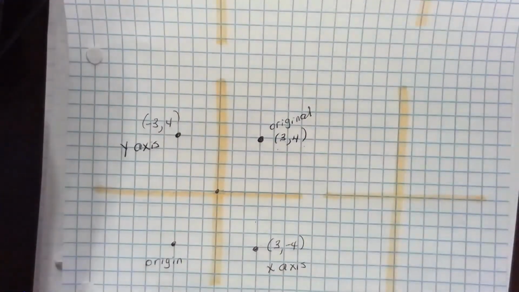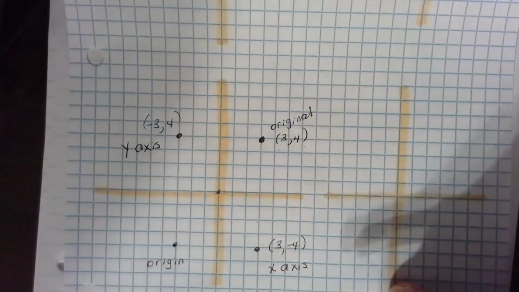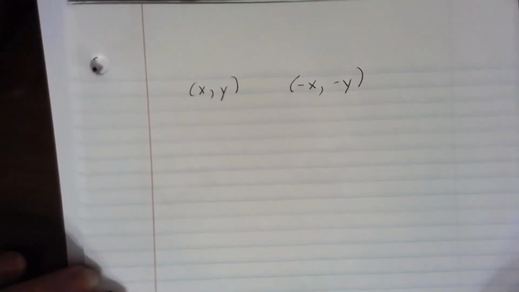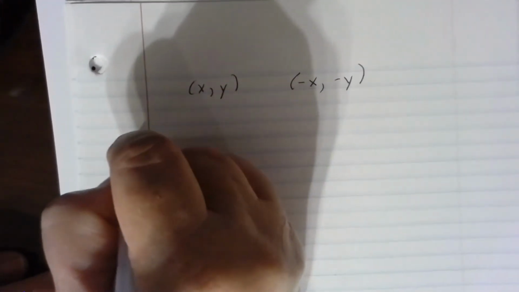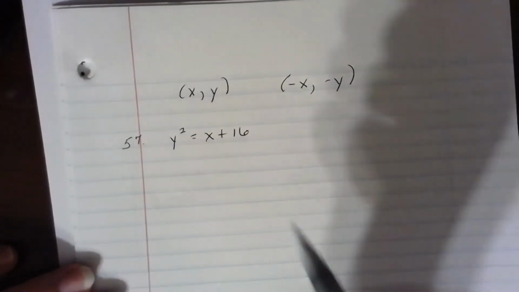Now, the next problems that we're going to look at start with problem number 57. And it gives me the equation y squared equals x plus 16. And it tells me to list the intercepts and to test for symmetry. Well, I can do the intercepts like I've been doing.